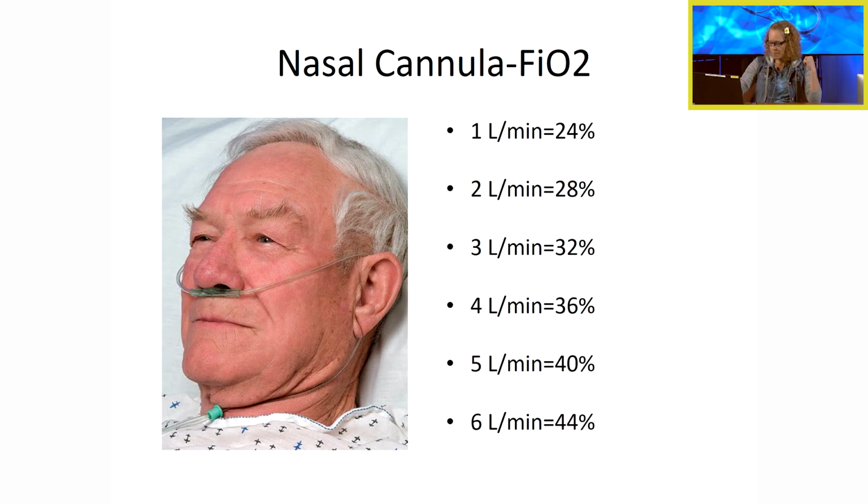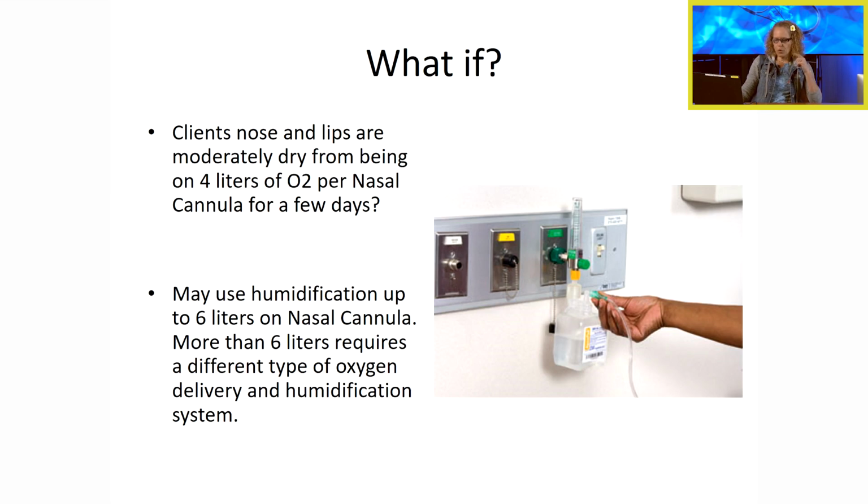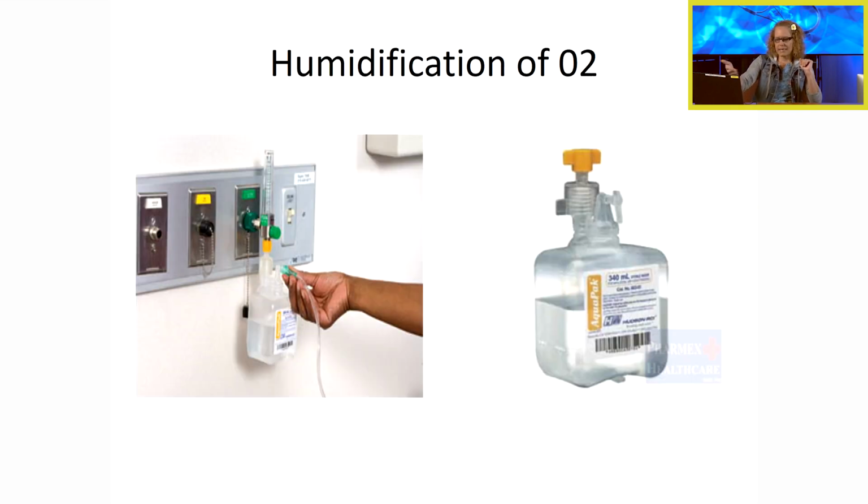All right? Okay, so what if the patient's nose and lips are moderately dry from being on 4 liters of O2 per nasal cannula for a couple days? We want to add humidification. And we can do this for up to 6 liters on the nasal cannula. And it's going to help the patient be more comfortable. And we do this by connecting it to our wall, right? Our wall apparatus.